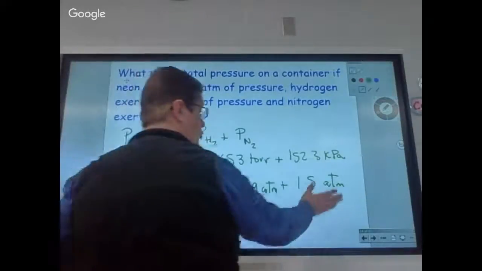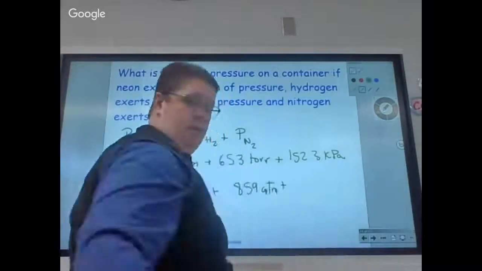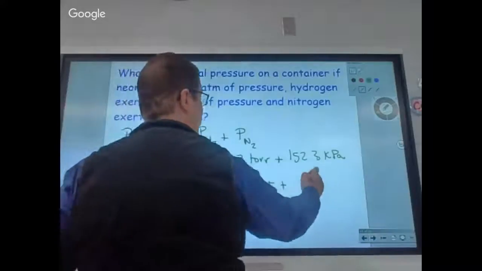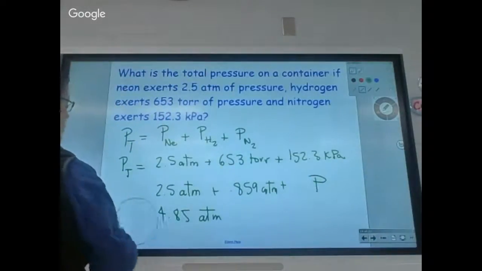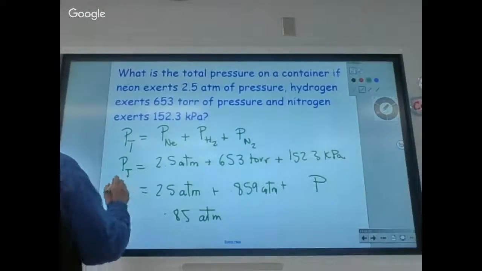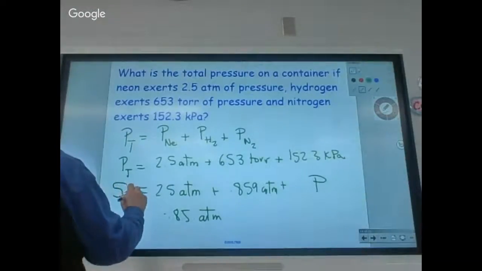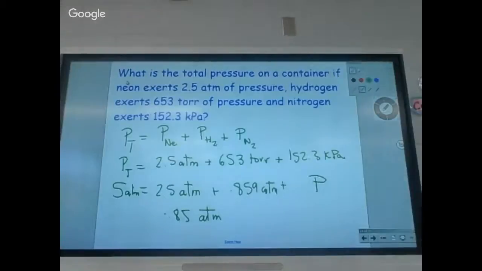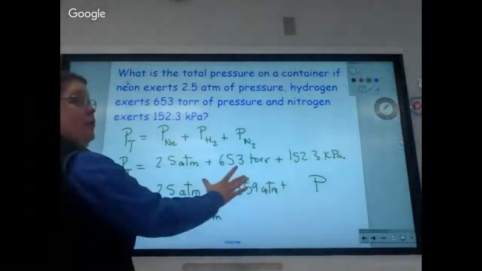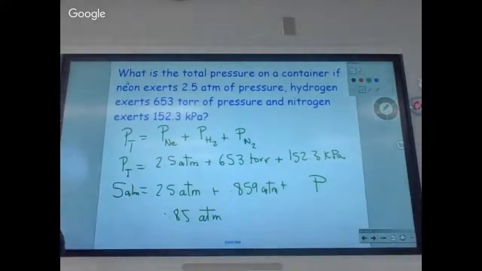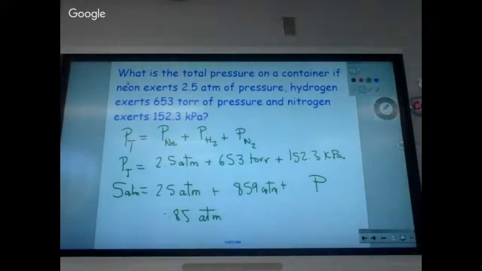So this would be missing, and you would have P here, and you would know this, and you would know, let's just make up a number, let's say it's 5 atmospheres. Okay? So you would add these two together so you could subtract it from 5. Would that make sense, to solve for the partial pressure of nitrogen then?